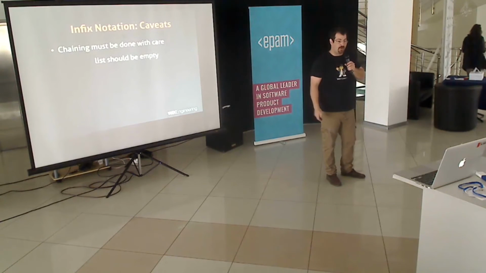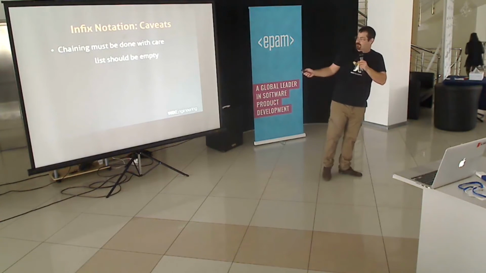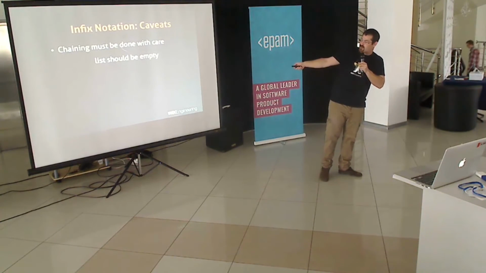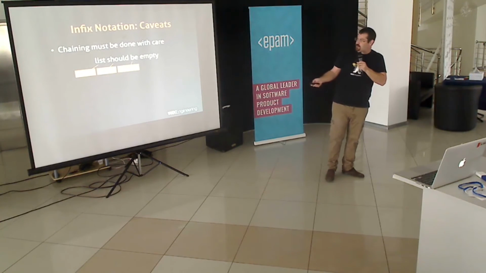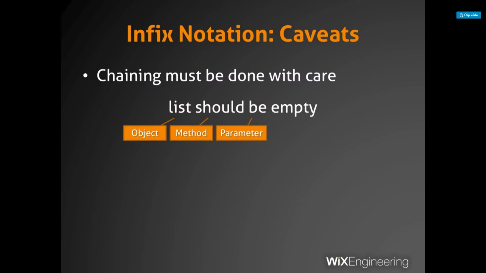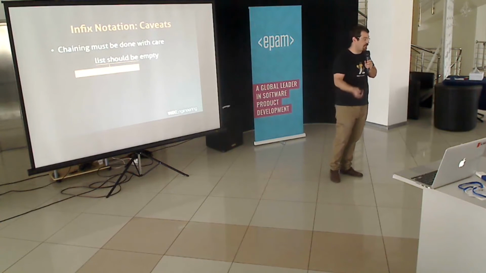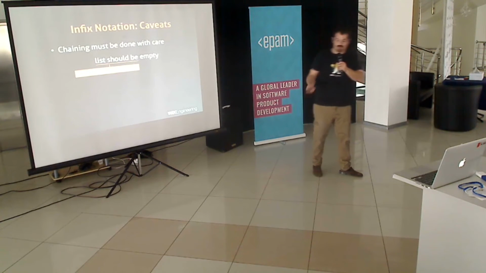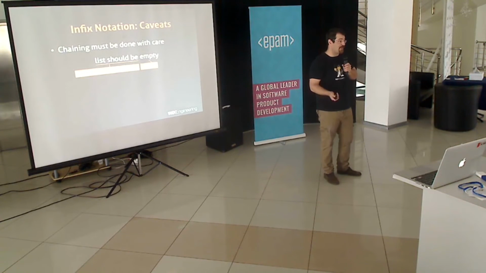Also, a second problem with infix notation, also around chaining. So you have the same sentence. List should be empty. You have your object, you have your method, and then you have your parameter, and then this gets evaluated into a result. Right? This is the resulting object from this infix notation method call. Now you have an object, and you have a verb, you have a method. Guess what you do not have? You do not have a parameter, right?